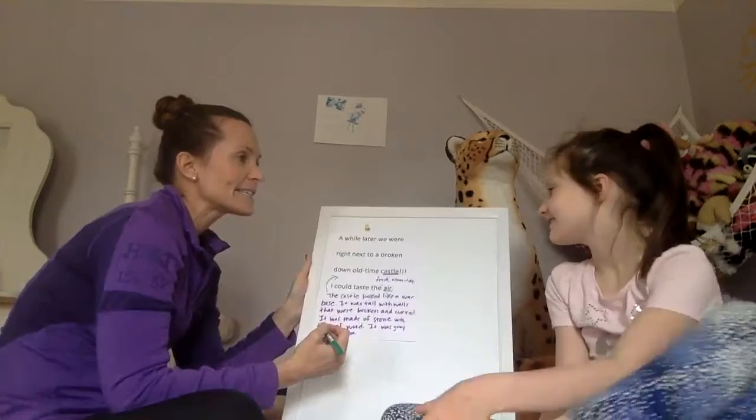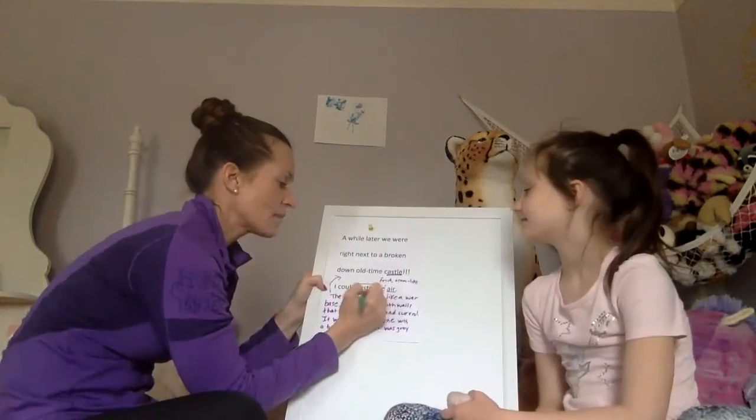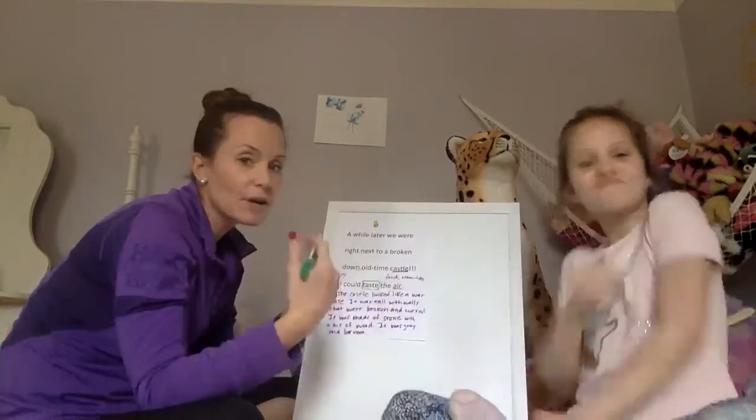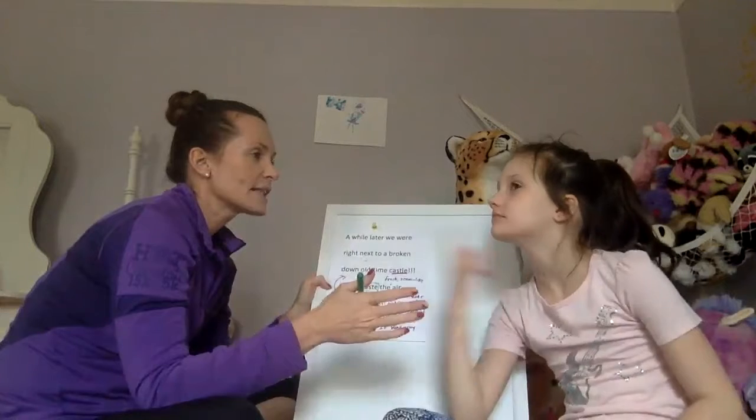I could taste the air. What's the verb there? Taste. Good, Madison. She's getting this down pat. Do you see how this repetition works? At first, they're not really sure what to say. Then they're like, oh yeah, got this. Okay. How did you taste it, Madison? Not what did it taste like, but how did you taste it?